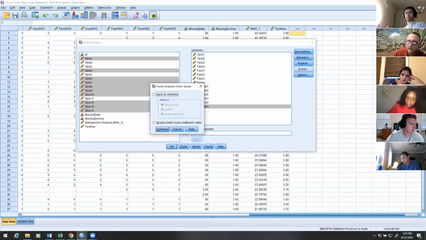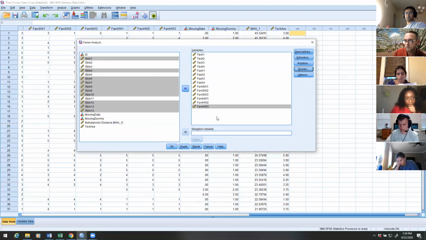And sorry, I have to get that over there. And we'll do a regression. And so basically what's going to happen is a version of the factor loading will be used and applied to each of the respondents' responses. And then a global score for each of the 4 factors will emerge.